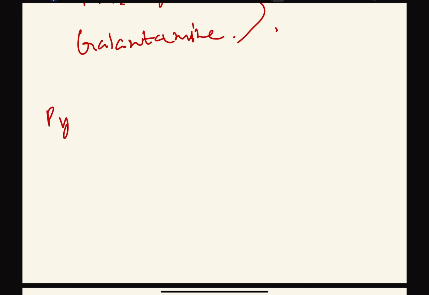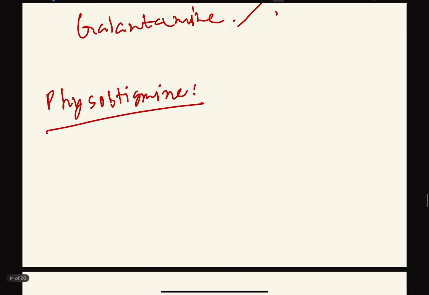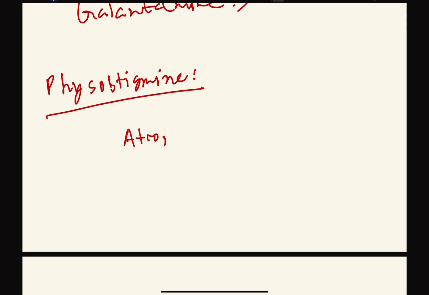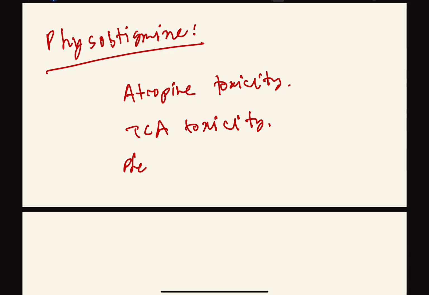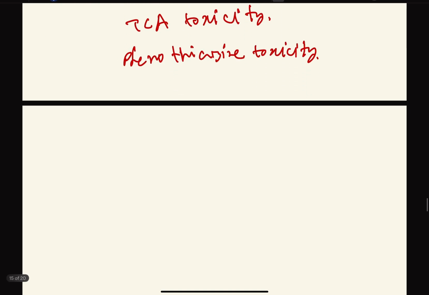And there is another drug we have, physostigmine. Physostigmine is used in atropine toxicity. We also use it in tricyclic antidepressant toxicity, and also in phenothiazine toxicity.